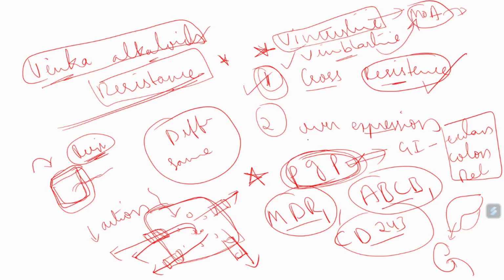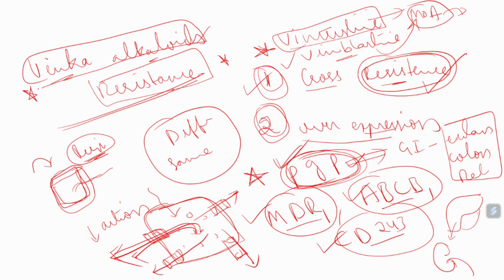So if a patient expresses Pgp molecules, or MDR1, or ABCB1, or CD243, those patients have a high probability of ejecting the drug out of the cell, and with that they will show drug resistance. So this is the second mechanism by which Vinca alkaloids show resistance. When Vinca alkaloids are administered to a patient who has Pgp expression, definitely there will be resistance.